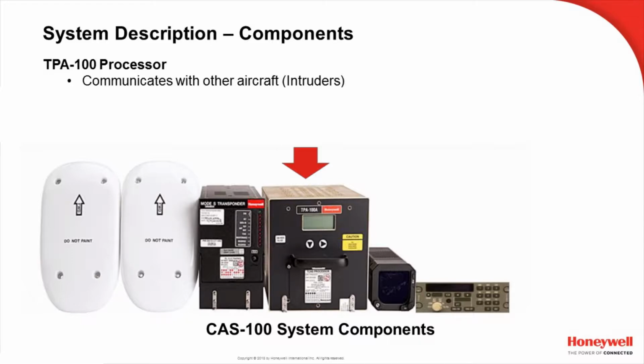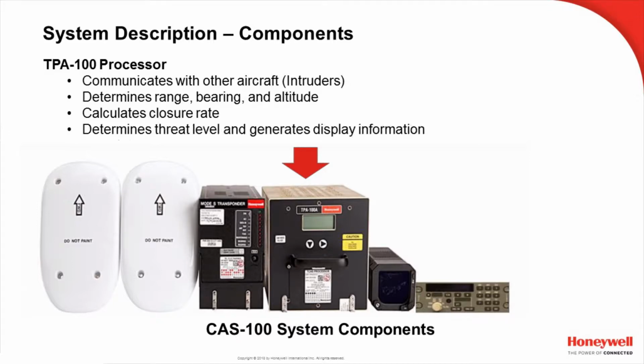The TPA-100 processor communicates with other aircraft, which we will refer to as intruders in this discussion. It's common TCAS terminology for the other aircraft. It will determine the range, the bearing, and the altitude of the intruding aircraft, and from this it will calculate what we call the closure rate. Based on this calculated rate and a predicted miss distance, it will determine the appropriate threat level and, if required, generate the appropriate display information.